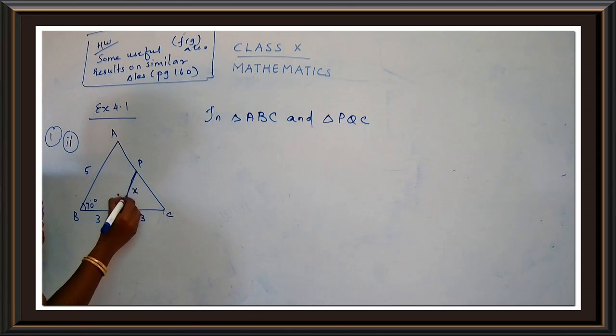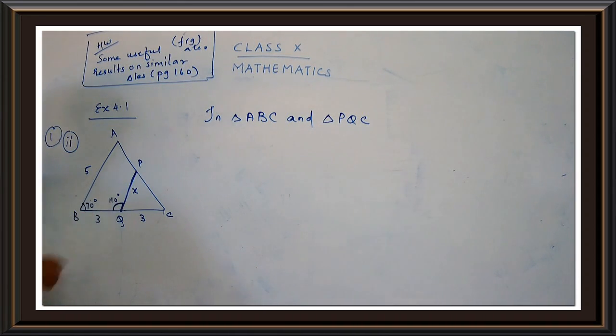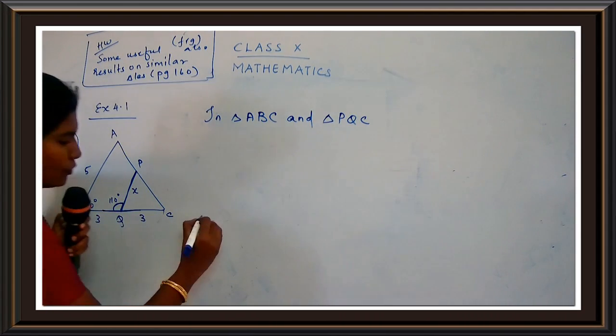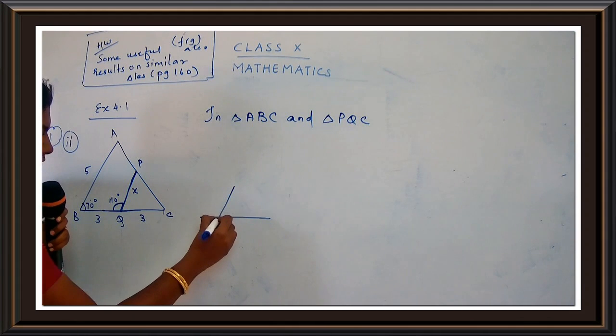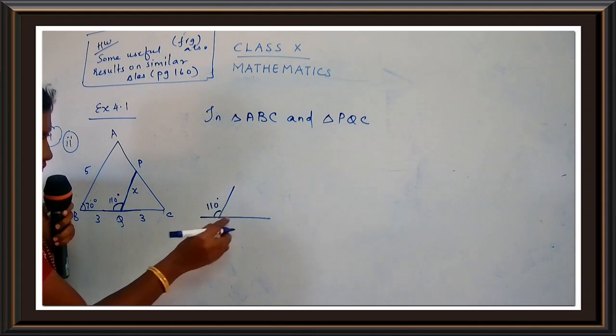Just see this part, okay? Just notice this part carefully. Now this is a triangle, okay? This is a line over here like this. And we have here 110 degree. And what will be the value for this, children?